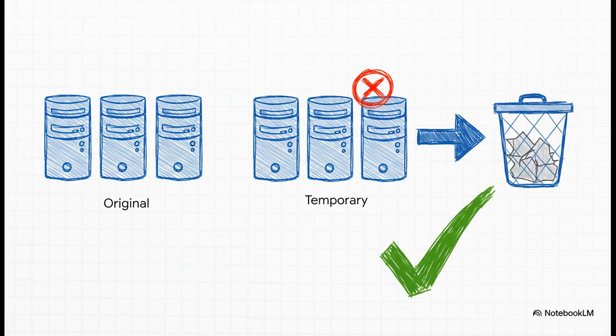Immutable deployment. Remember, the core idea is replace, don't update. Your original instances are left completely alone while the patch is deployed to new ones. If anything goes wrong, the rollback is surgically clean. You just throw away the new temporary instances. It is the ultimate safety net.